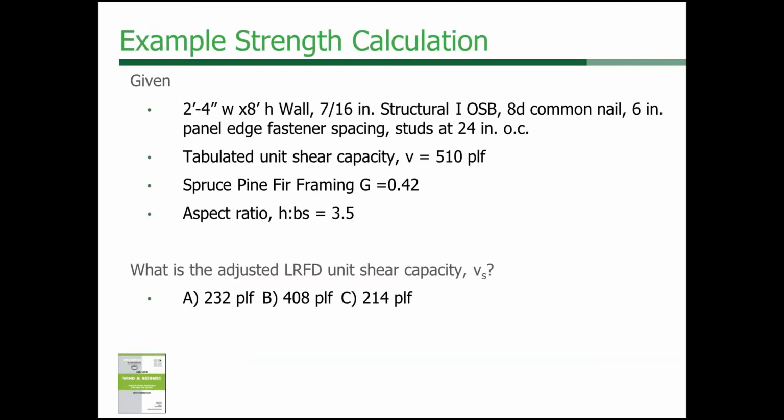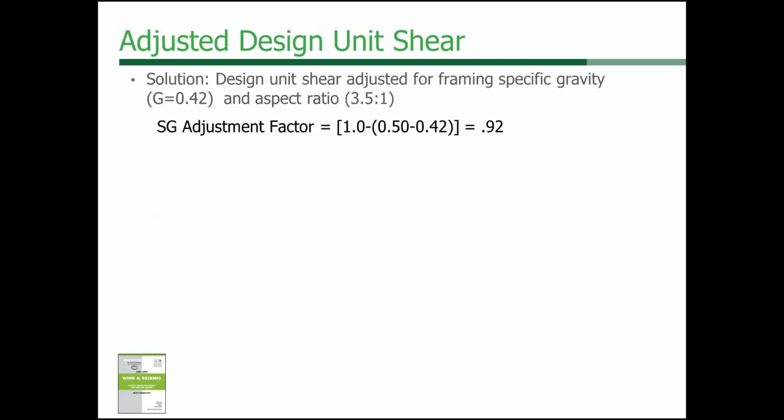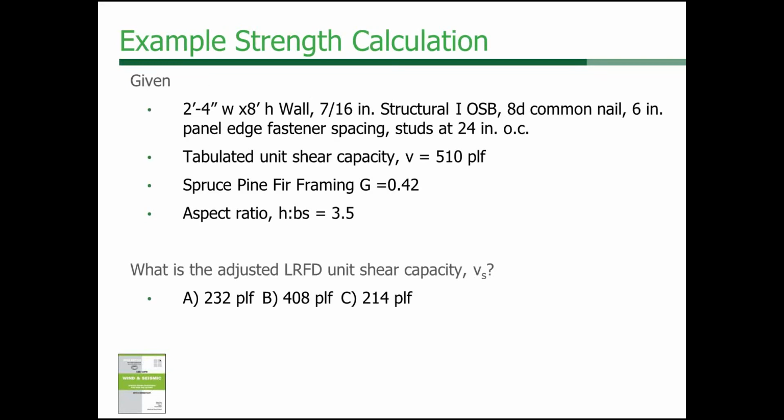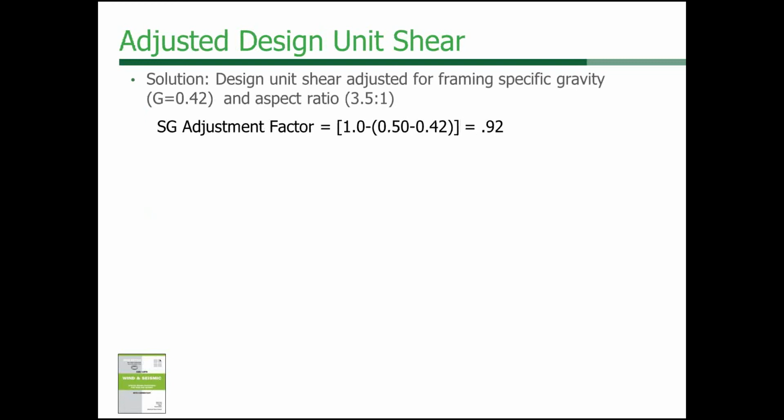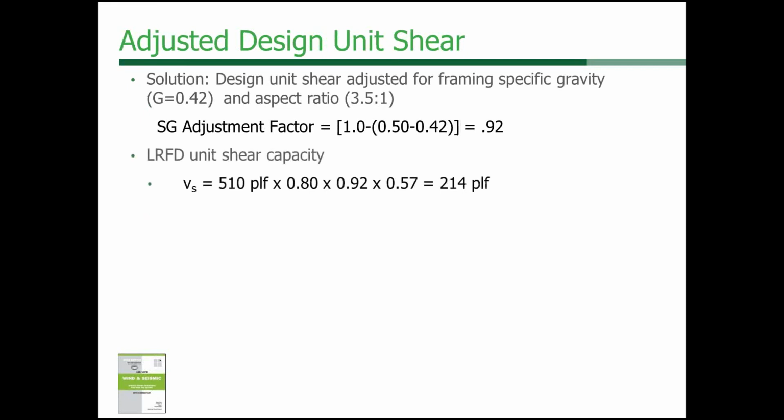Okay, so we'll do an example of a strength calculation, going back to that same 510 pounds per linear foot capacity. Now we're using spruce pine fir framing with a specific gravity of 0.42 and an aspect ratio of 3.5 to 1. So we're trying to figure out what our capacity is using LRFD, and we'll also do ASD. Real quickly, our specific gravity adjustment for that spruce pine fir framing is 92%, so we have an 8% reduction.